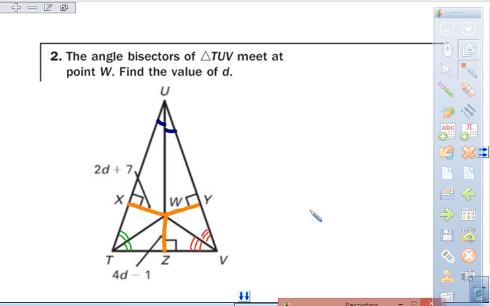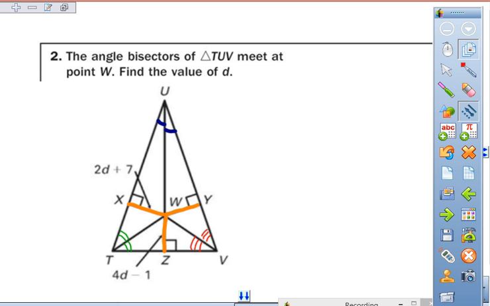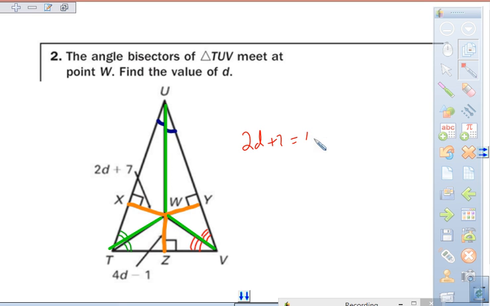The angle bisectors of triangle TUV meet at point W. Find the value of D. Well, we're going to construct an angle bisector. So we have an angle bisector here, here, and here. So because of those angle bisectors, these orange segments are all going to be congruent. So we get an equation where orange is equal to orange. So 2D plus 7 is equal to 4D minus 1. Subtract 2D, add 1, divide by 2.